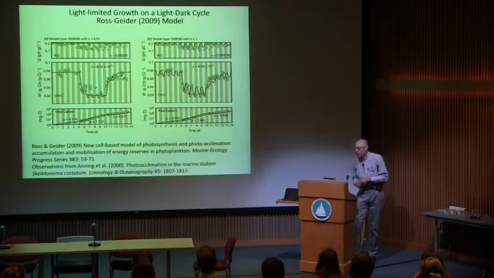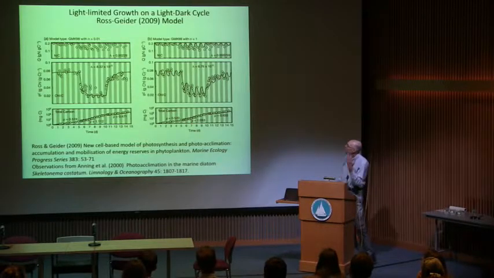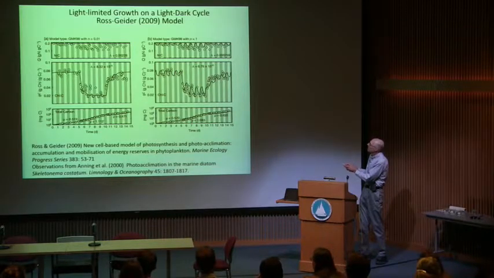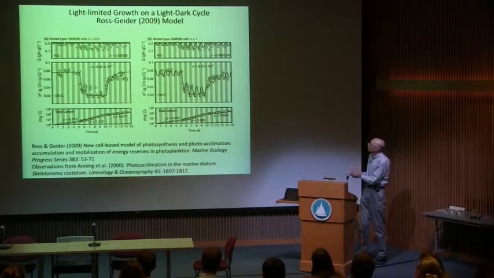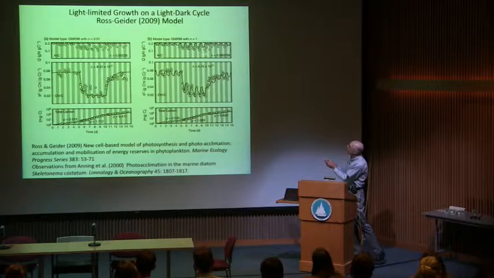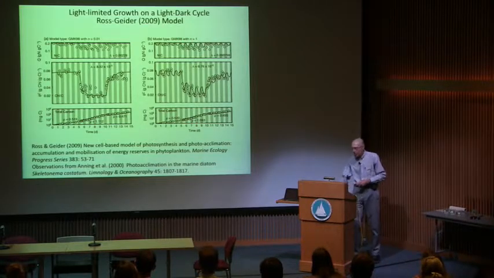The first thing that Oliver did was to actually tweak the model by changing one of the parameters, and we can now actually get this day-night variability in the chlorophyll to carbon quite easily. We get day-night variability in the nitrogen to carbon, but it still doesn't do a very good job with the data.